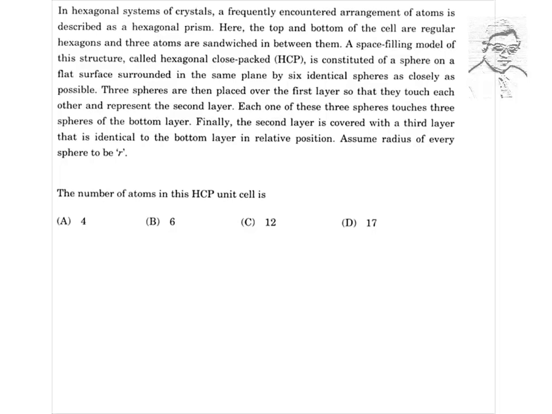After reading this, you realize that it's a typical 6 plus 1, 7, and then 3, and then 7 type of situation. And we will use this problem to cover the mathematics involving HCP. The first question you can try: the number of atoms in this HCP unit cell is.